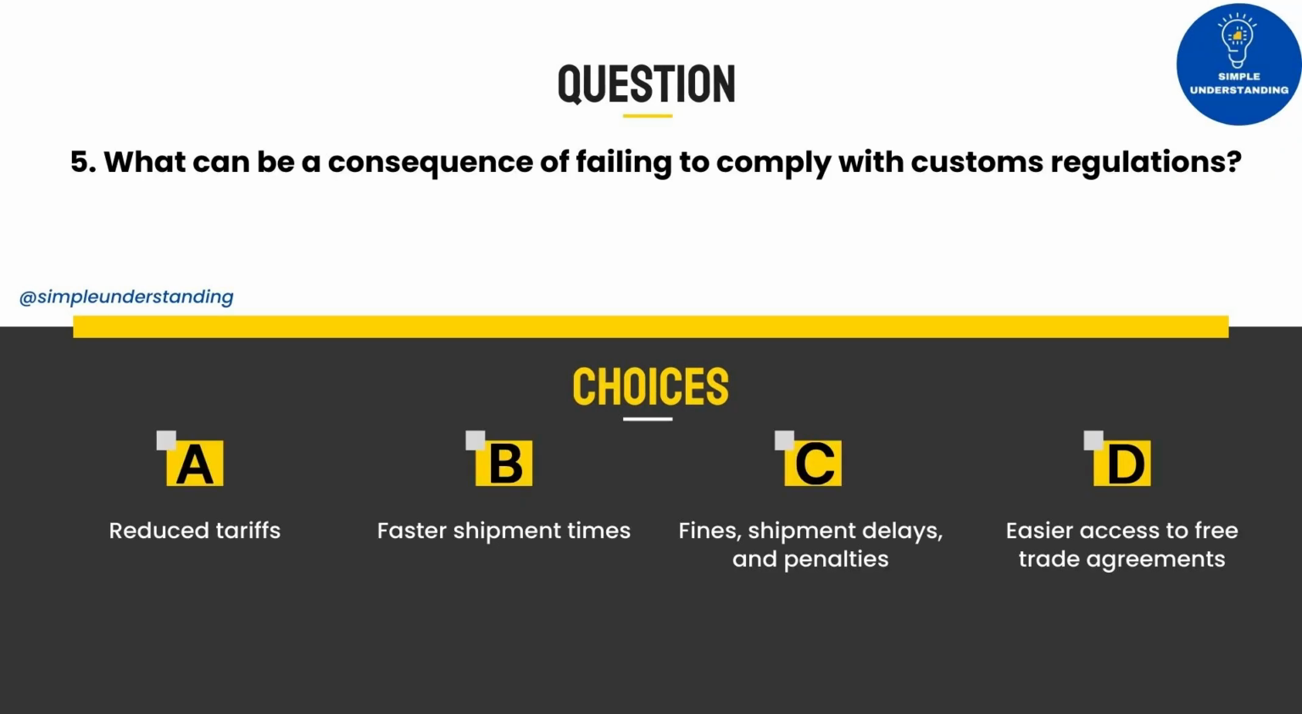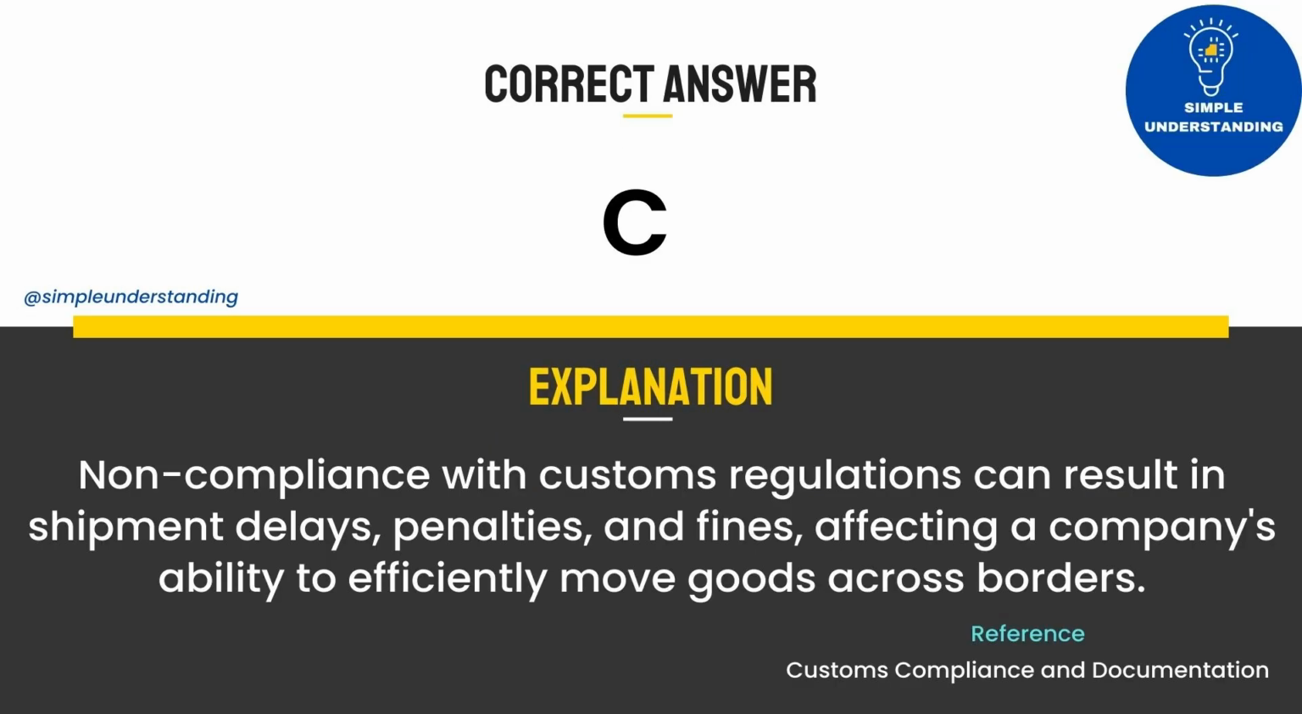5. What can be a consequence of failing to comply with customs regulations? A. Reduced tariffs. B. Faster shipment times. C. Fines, shipment delays, and penalties. D. Easier access to free trade agreements. Answer C. Overall explanation. Non-compliance with customs regulations can result in shipment delays, penalties, and fines, affecting a company's ability to efficiently move goods across borders.